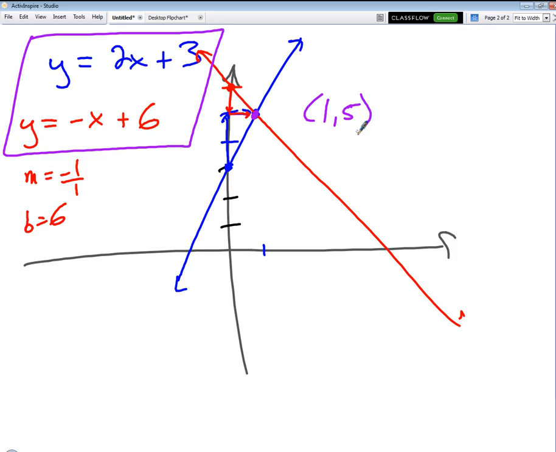We done checking it? No. It has to work in both, doesn't it? So we gotta check it in the red one also. If I put 1 in for x, I get -1 plus 6. Is that equal to 5? Yes, it is. So it works out. Okay. All right, so that's the topic of the day then.